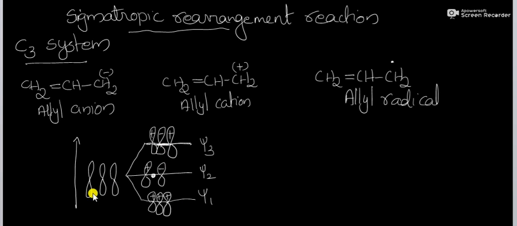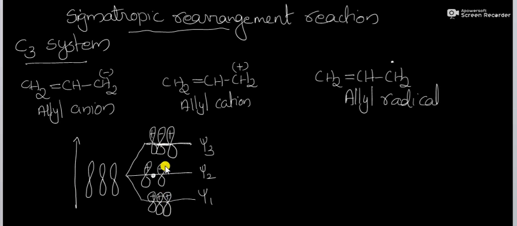This is the pi-MO diagram of C3 system. Examples for C3 system are allyl anion, allyl cation or allyl radical. All the three are examples for C3 system. Here the total number of pi electrons involved in the reaction is 4. Here 2 and here 3. Then these are the pi-MO diagrams of C3 system.